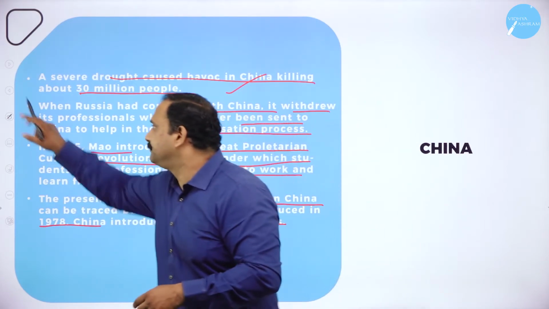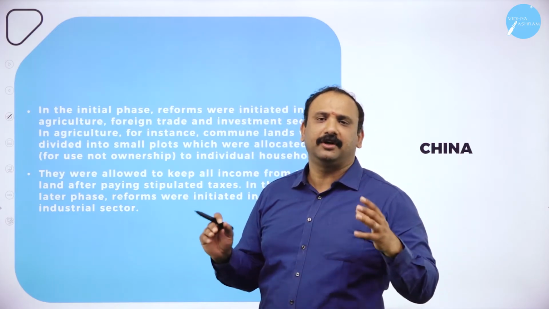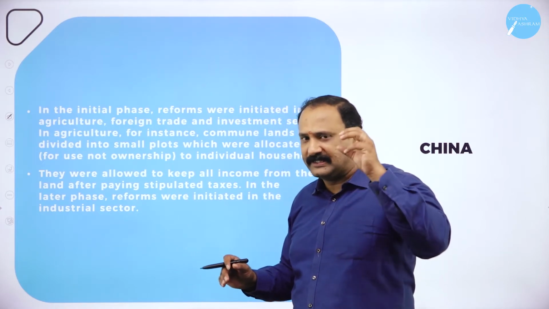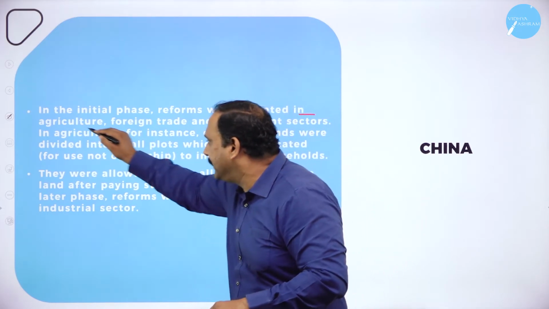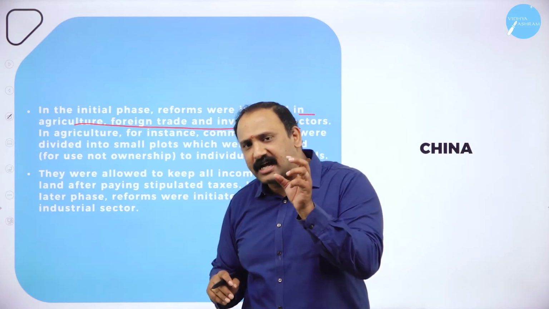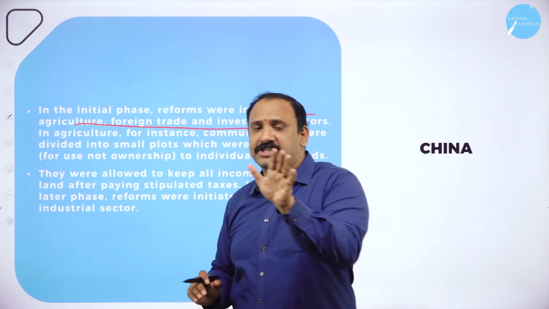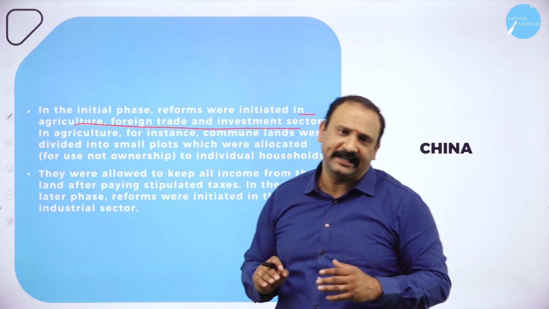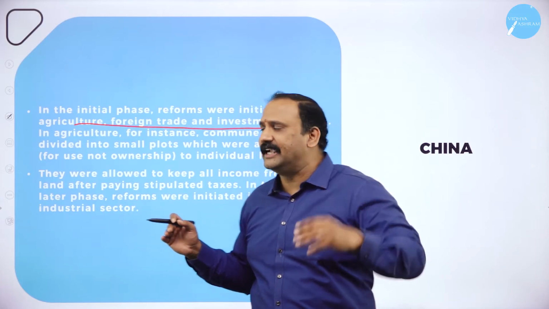Now, moving forward. In the initial phase, the reforms that were brought by China were not really appreciated. Why? Because they had certain kinds of problems, but then just look at how they were able to overcome them. The initiation happened in the areas of agriculture, foreign trade and investment sectors. So they started looking into agriculture and foreign trade. Similarly to India, because India opened up in 1991, the only difference is that China opened up in the 1980s itself. So they started first concentrating on agriculture and international trade.